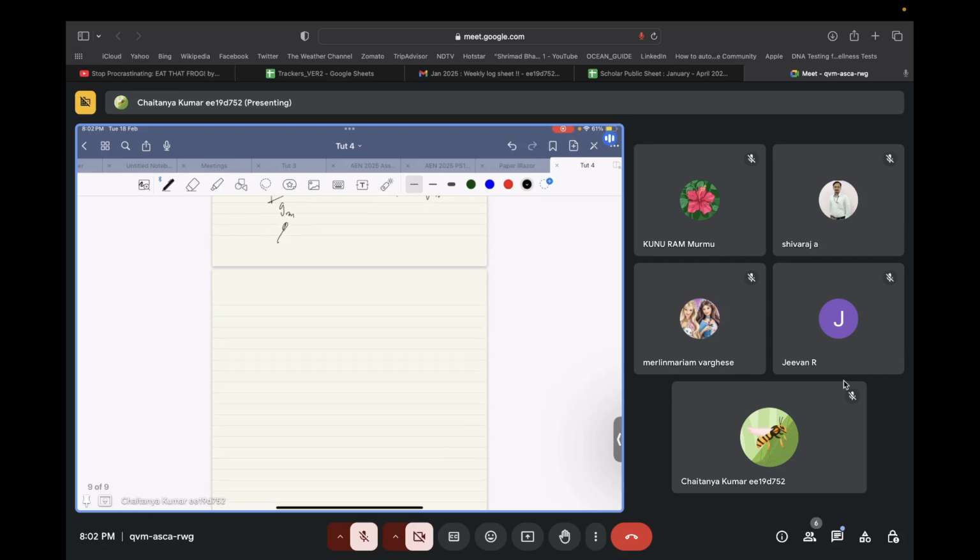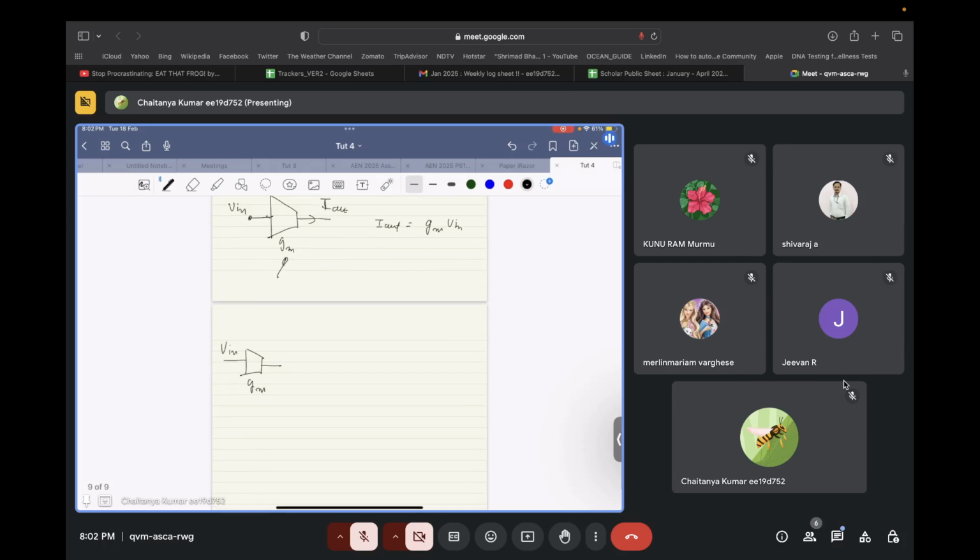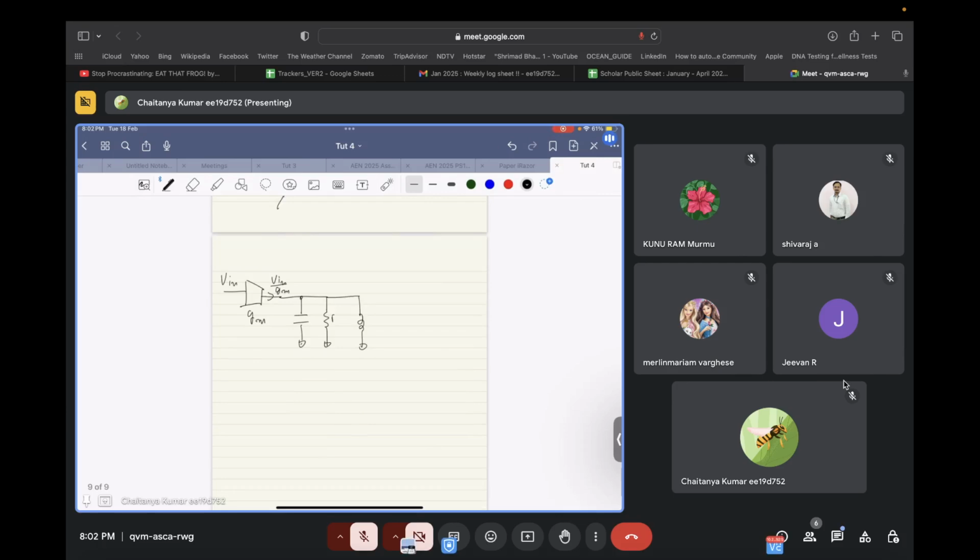So what you could have done is push some V in through this, and what is this called? This is called a transconductor. So if you push this, what you will get is V in by GM, and you had a parallel RLC network, and let's say this resistance was equal to 1 by GM.